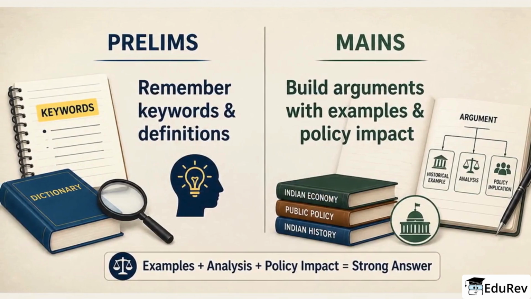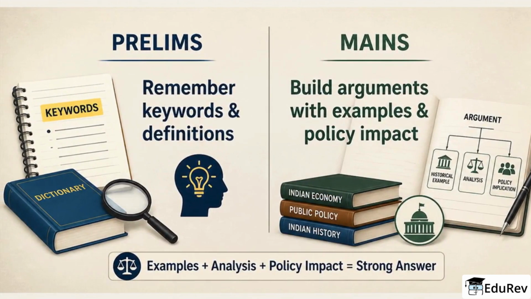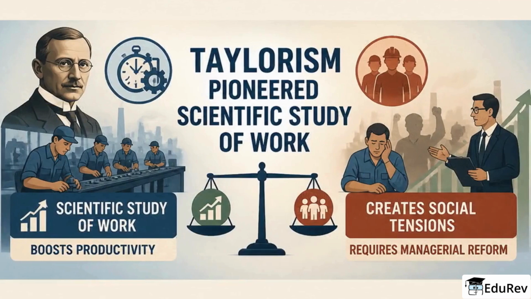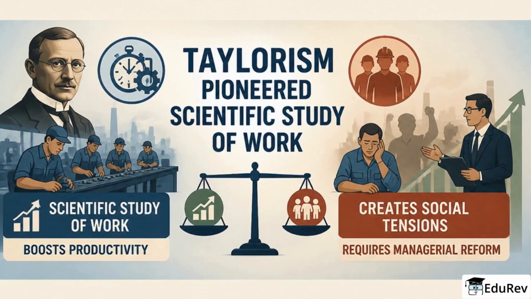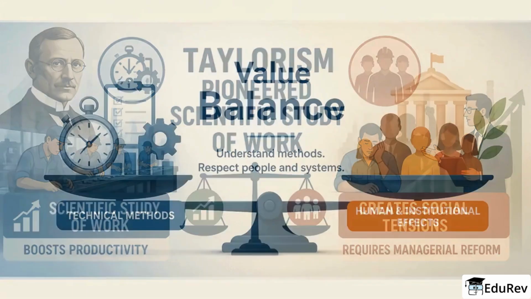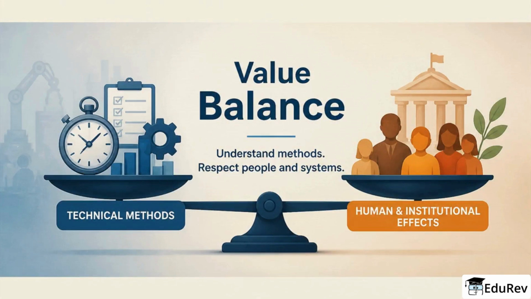For prelims, remember keywords and definitions. For mains, build arguments with historical examples and policy implications. A short model line you can use in an answer. Taylorism pioneered scientific study of work, boosting productivity, but creating social tensions that required managerial reform. Remember, examiners value balance, show understanding of technical methods, and sensitivity to human and institutional effects.